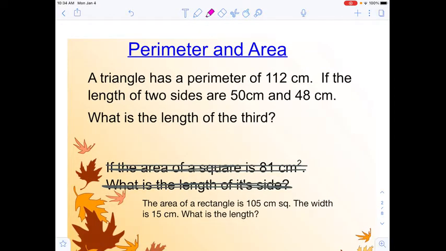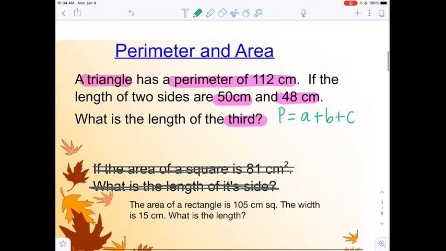So the first problem says a triangle has a perimeter of 112 centimeters. We know one side length is 50 centimeters. The other is 48 centimeters. We're trying to find the length of the third. So the first thing I want you to do is to write the formula for perimeter of a triangle. We know that perimeter of a triangle is A plus B plus C, just all of those sides added together.